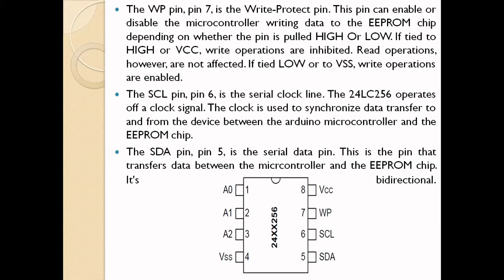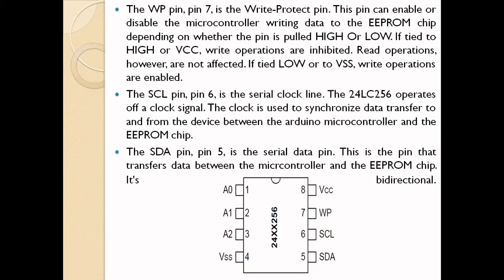If the particular pin is 0, we can write the data in the memory. If the pin is 1, we cannot write the data, we can only read the data. Next one, SDA and SCL. We have studied about the I square C bus in the second unit, the Inter-Integrated Circuit. The Arduino and this memory are connected by the I square C bus. The I square C bus requires only 2 lines: one is called serial data, another is called serial clock.